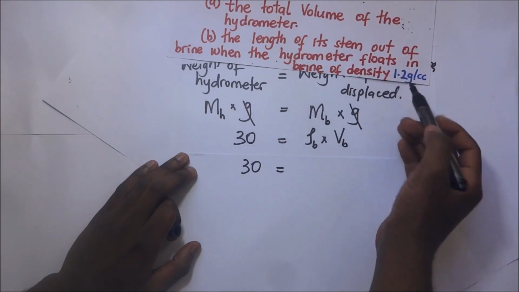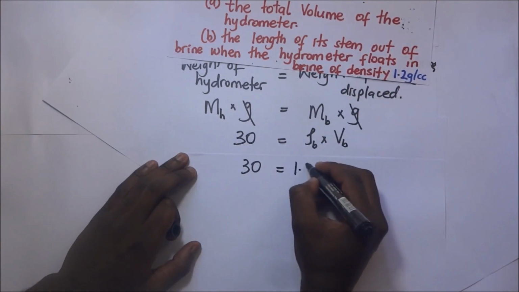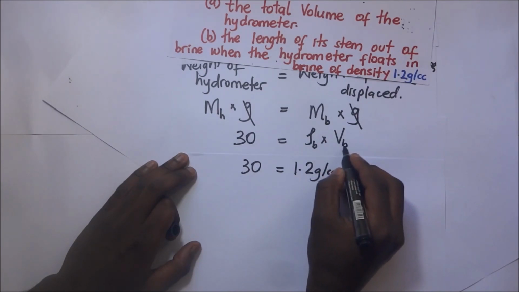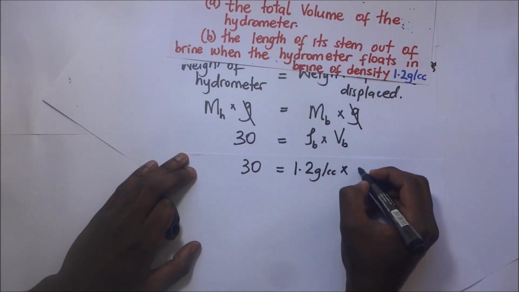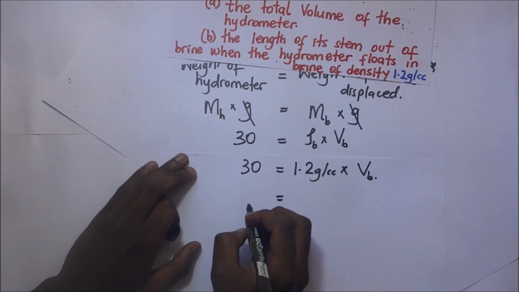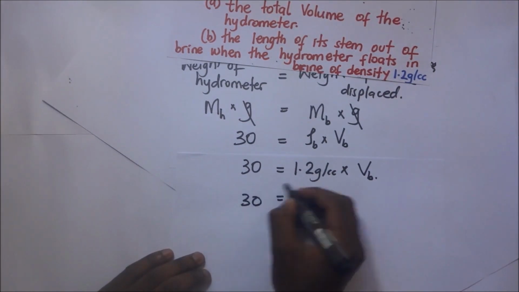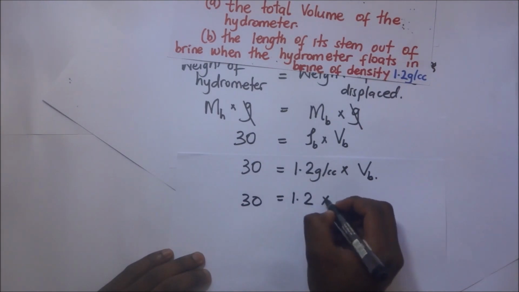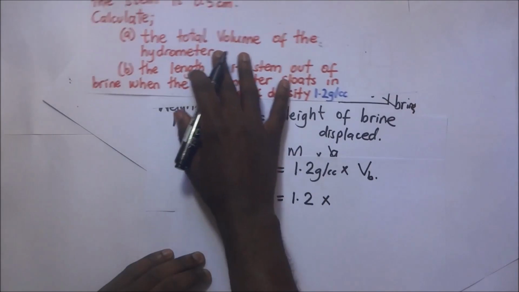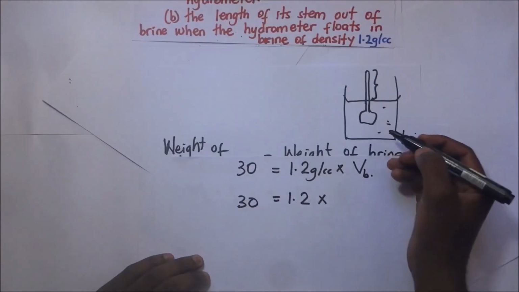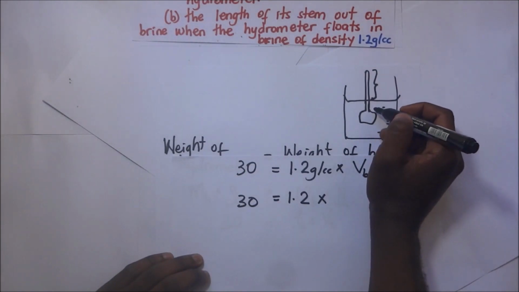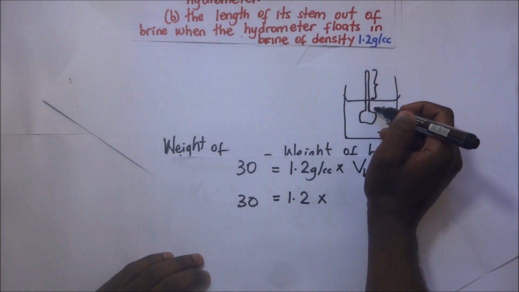According to our question, the density is 1.2 grams per cc. So it's 1.2 grams per cc, multiplied by the volume of the brine. Now the volume of the brine, if you look at our sketch, is equivalent to the volume that was occupied by the hydrometer.